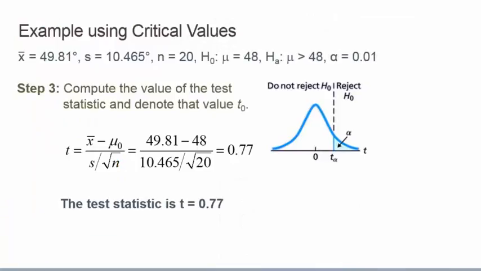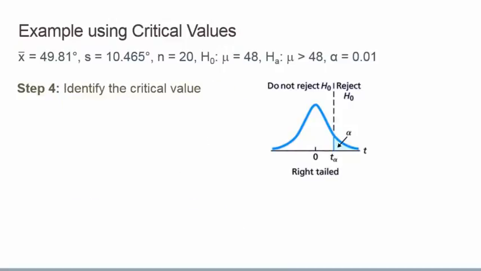The test statistic is T equals 0.77. Step 4, identify the critical value. This is where we find T sub alpha.